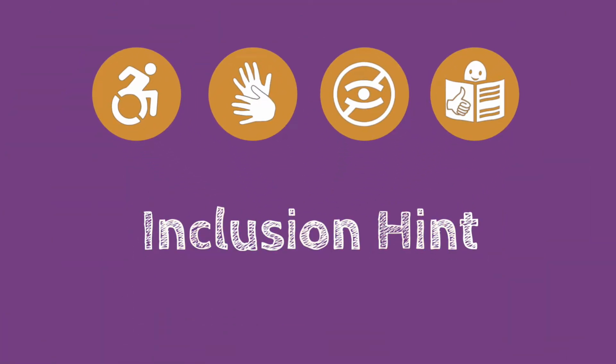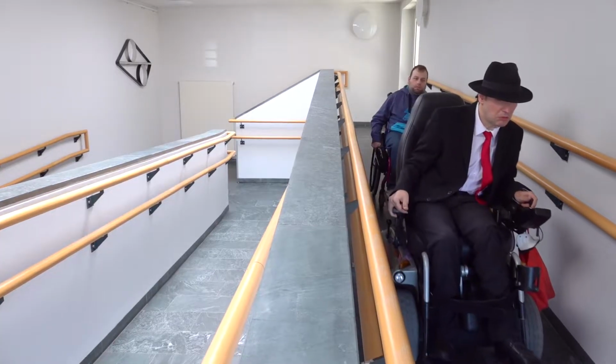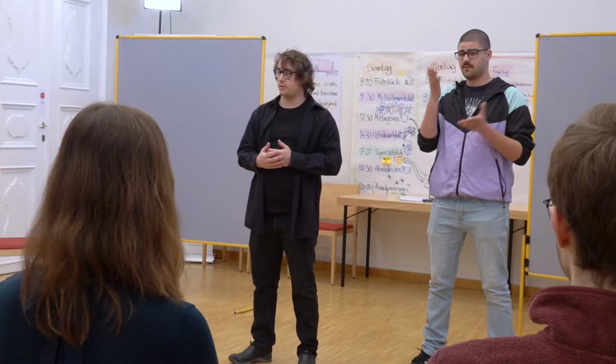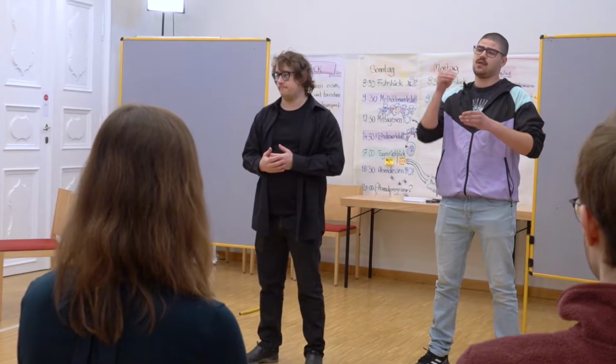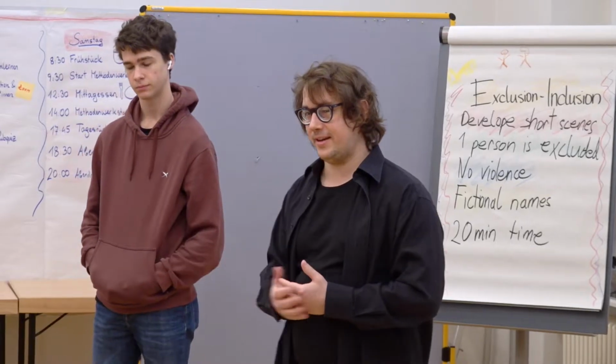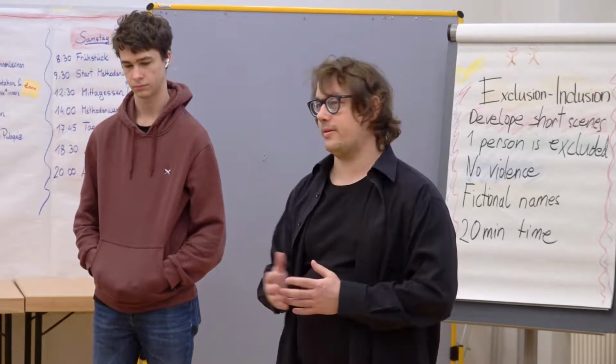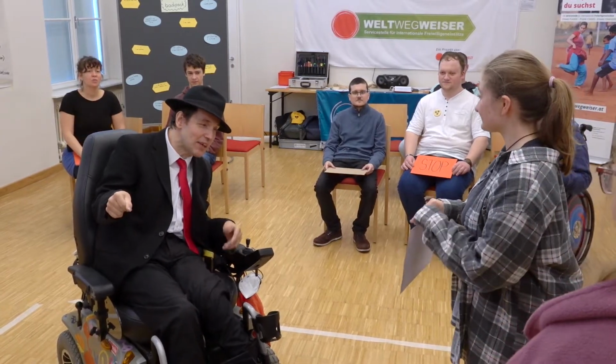Inclusion hint. Make sure the room is accessible for wheelchairs and check if you need a sign language interpreter. For people with visual impairment, it's important to describe what is happening, speak loudly, clearly, and act slow. You can also make tandems so the participants with visual impairments can move around the room safely.